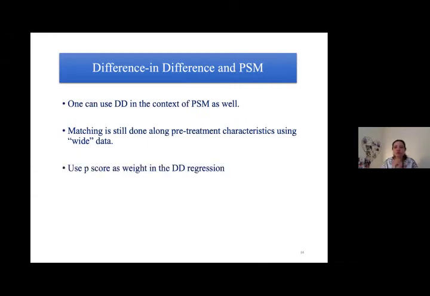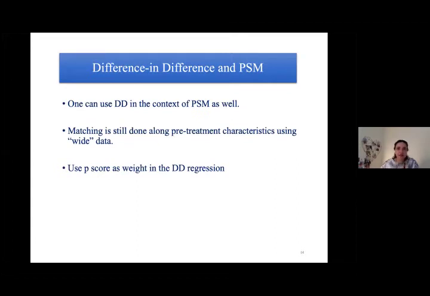And the steps to do it: as in PSM, I will match the individuals based on their observable characteristics, and I will calculate the p-score, of course, for matching. And then I can use this p-score to run my regression. As we saw last time, I will use the weighted regression using the p-scores. And the idea is to match individuals and then compare their outcomes before and after, and not simply compare outcomes before and after among all individuals.